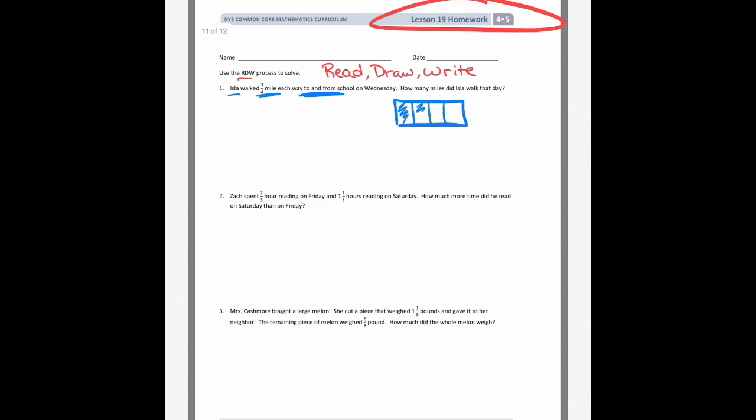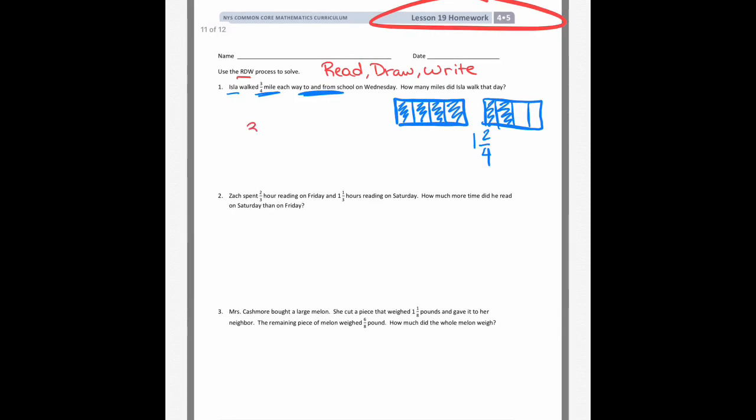So on her way to school, I'm going to shade in 3 because she walked 3/4 of a mile. And I'm going to have to draw another one because I can already tell when I add the next 3/4 it's going to be too much. On the way back, she walked 1, 2, 3 as well. So if I count all that up, it looks like she walked 1 whole and 2/4 of another mile. But let's write that as an equation and see if I get the same thing.